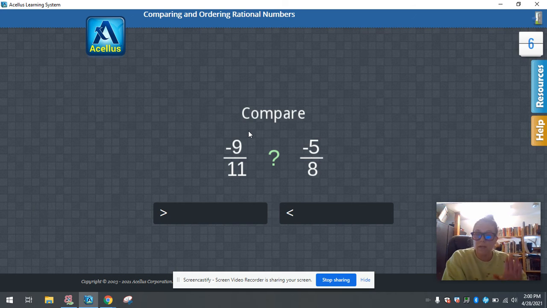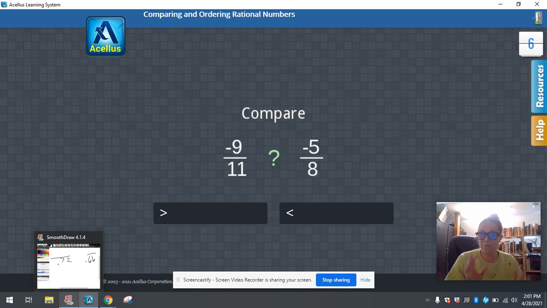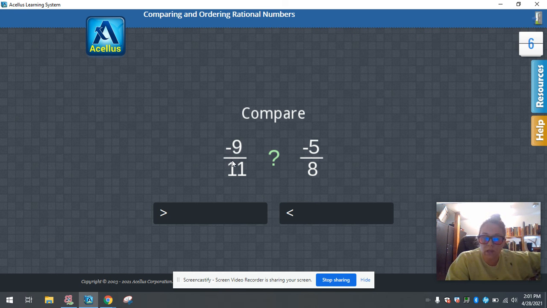Okay, we're comparing negative fractions. Turn them into a decimal, and remember, if the negative number looks bigger, say negative 53, that's actually less than negative 50, because that's like owing someone $53 versus only owing them $50. You are actually in less debt or have more money if you just have negative 50 as opposed to negative 53.